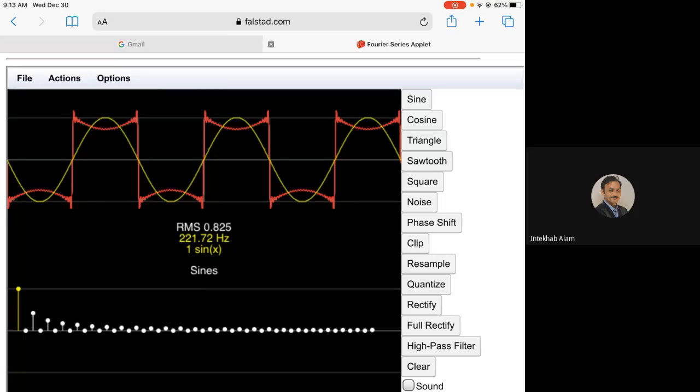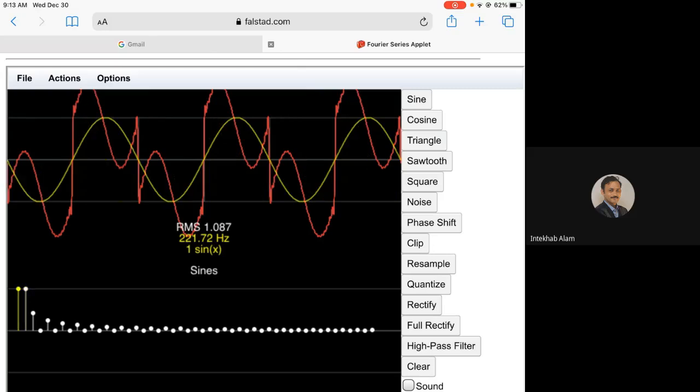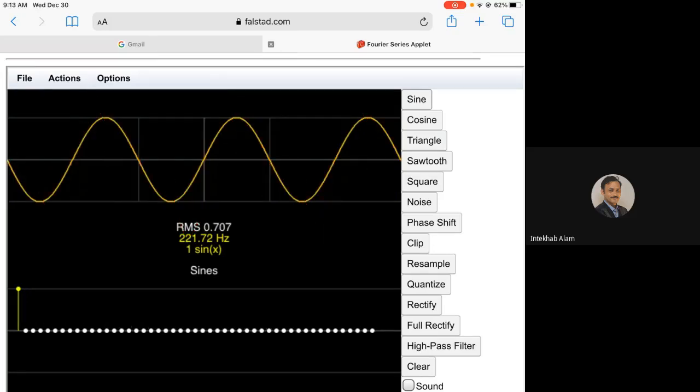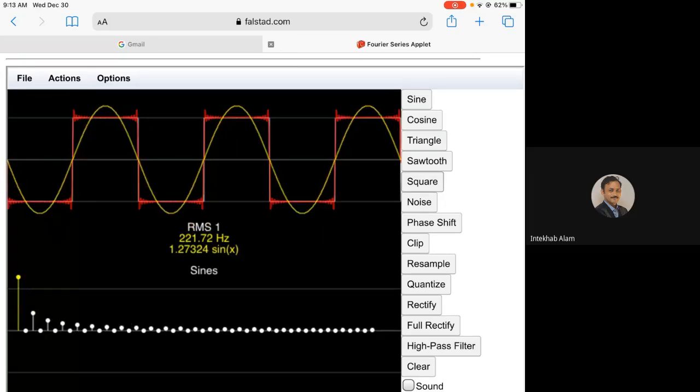So the value of the fundamental one is actually 1.27324, about 1.27. You can see that the sine wave is a little bit higher. You can see the fundamental one, and the value like 1.27. Do you see this part? So the fundamental wave is actually 1.27. Okay, what about the third?